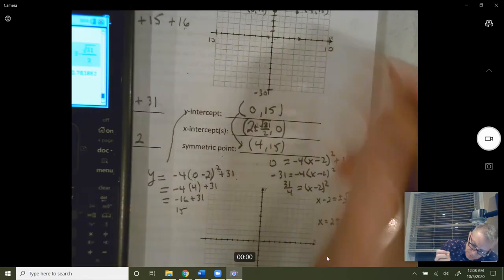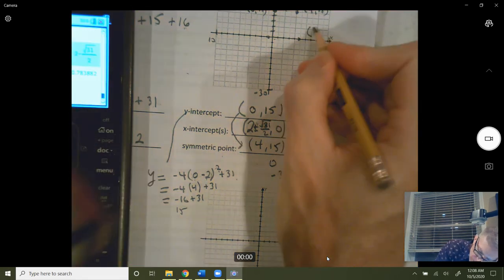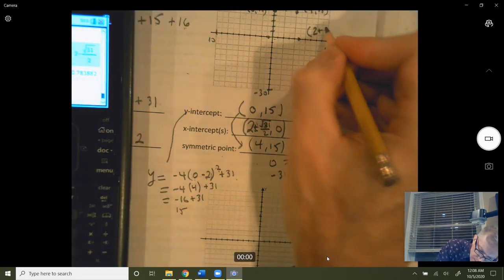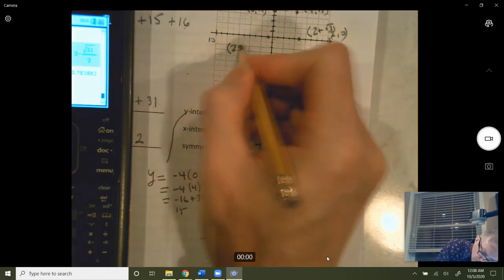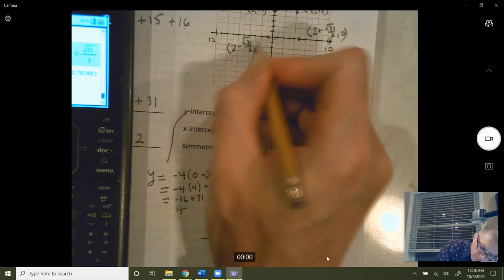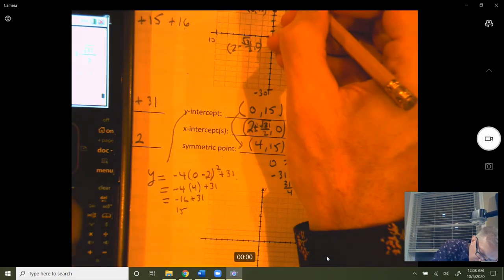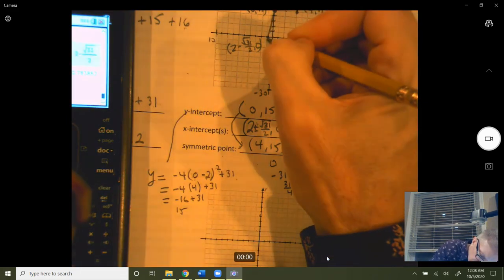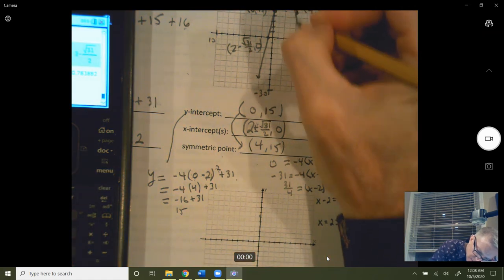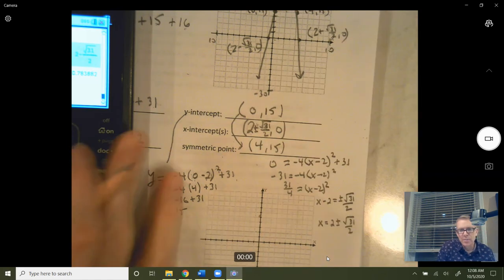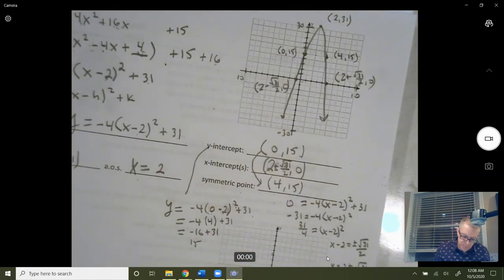Okay, I'm going to label this point. This one is 2 plus root 31 over 2 comma 0, and this one was 2 minus root 31 over 2 comma 0. And that's all we needed to do for this one. Notice we didn't do the rapid parabola plotting here. We could have, but because these numbers are so weird, it might have been more difficult to do that. Okay.